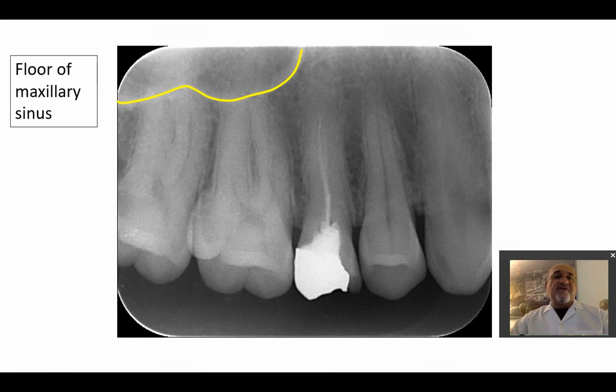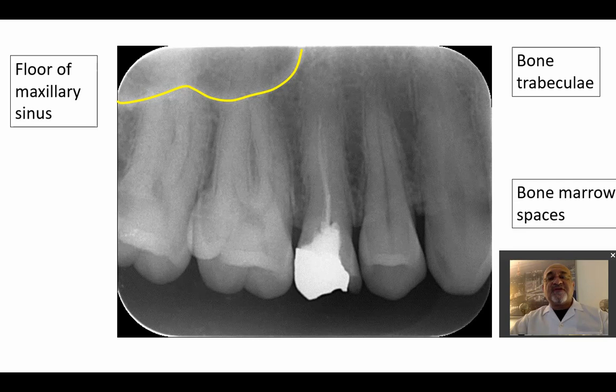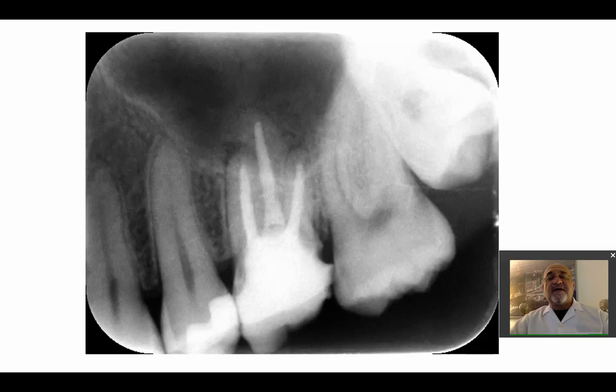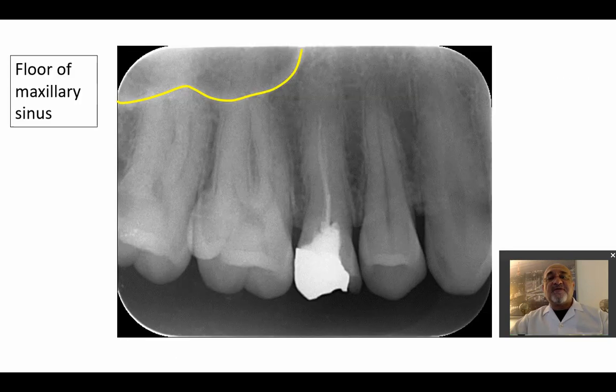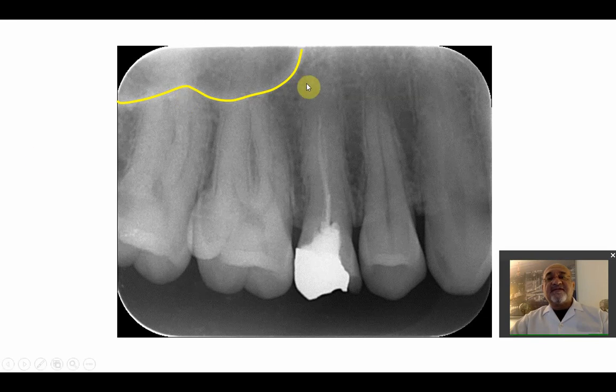Another radiograph showing the floor of the maxillary sinus, which is now located very high. I'll go a bit slowly over here. The floor of the sinus, see, it is located almost apical to the roots. This is the mesiobuccal root, and this is the distobuccal root of the first molar.